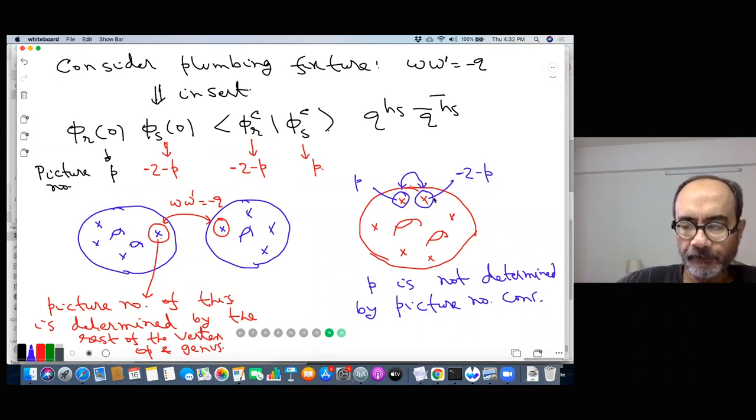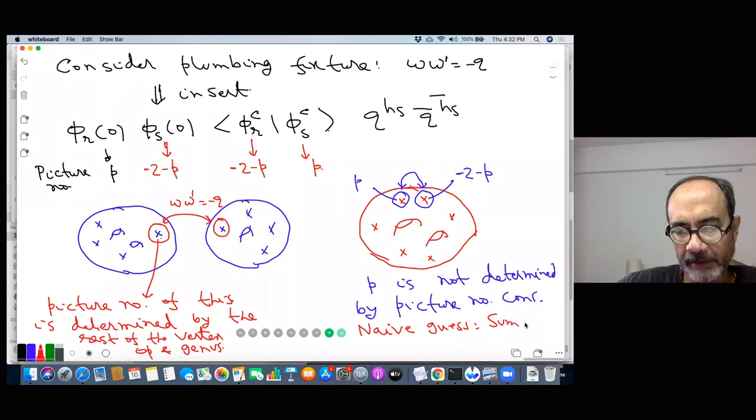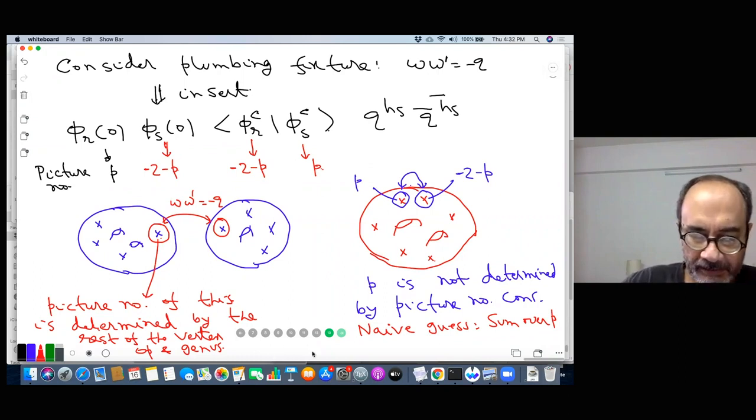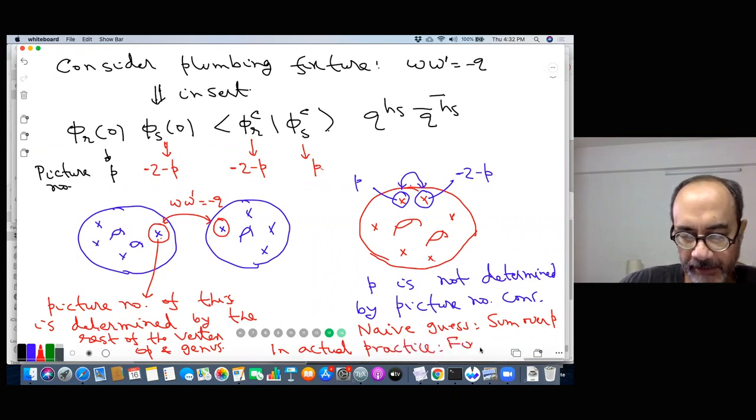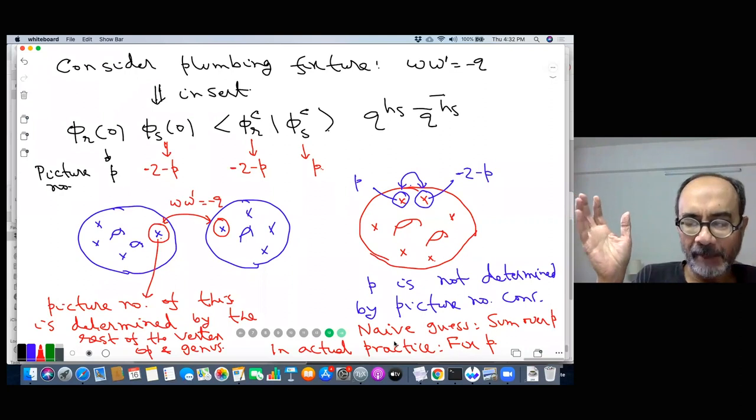So what should you do here? The naive guess will be to sum over P. You have to have completeness, so you have to sum over all possible picture numbers. In actual practice, we have to fix P. This is a peculiarity of this beta gamma CFT.